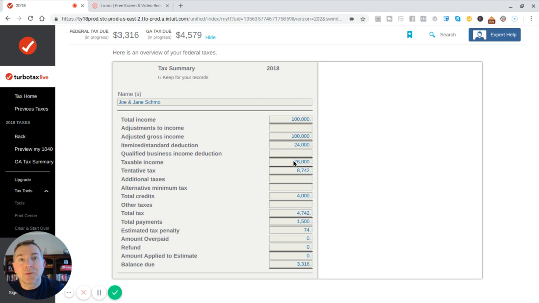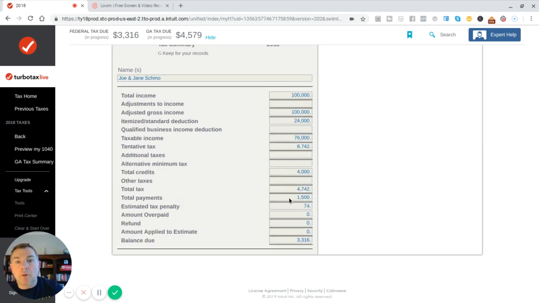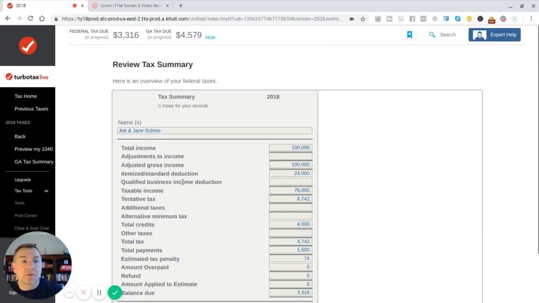Total taxable income, $76,000. Tentative tax, $8,742. Total credits, $4,000 because of my little kids here. We've already paid $1,500. We have a $74 estimated tax penalty, so we owe $3,316. That's just for the feds.